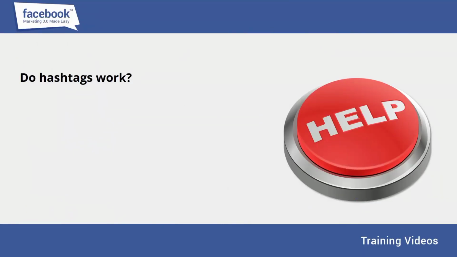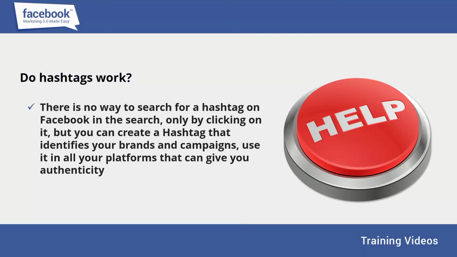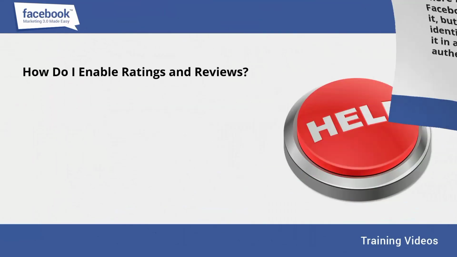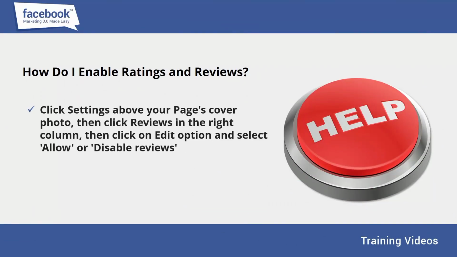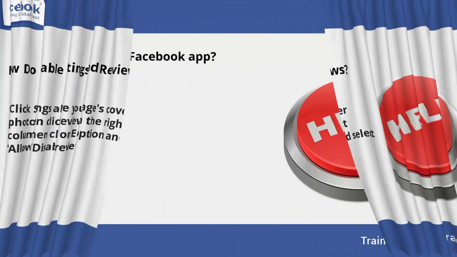Do hashtags work? There is no way to search for a hashtag on Facebook in the search, only by clicking on it, but you can create a hashtag that identifies your brands and campaigns. Use it in all your platforms that can give you authenticity. How do I enable ratings and reviews? Click Settings above your page's cover photo, then click Reviews in the right column. Then click on Edit option and select Allow or Disable Reviews.